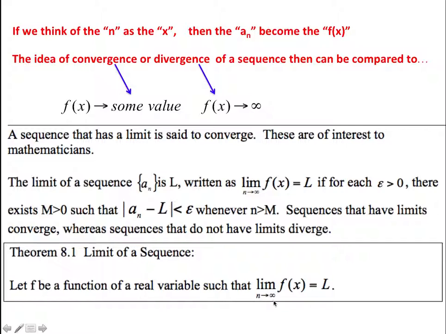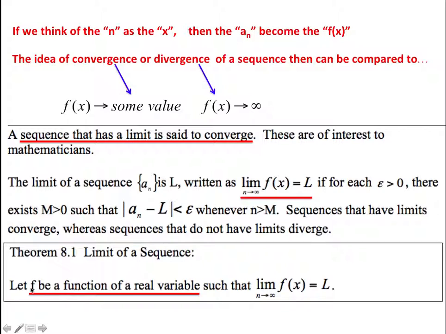So rewriting the sequence, instead of calling it a sub n, calling it f of x, allows us to use kind of the strategies we've used before in determining whether or not functions have a limit as we go to infinity. And so it becomes just really evaluating the limit of a function. So we're going to look for this convergence of sequences with respect to thinking of these sequences as nothing more than functions.